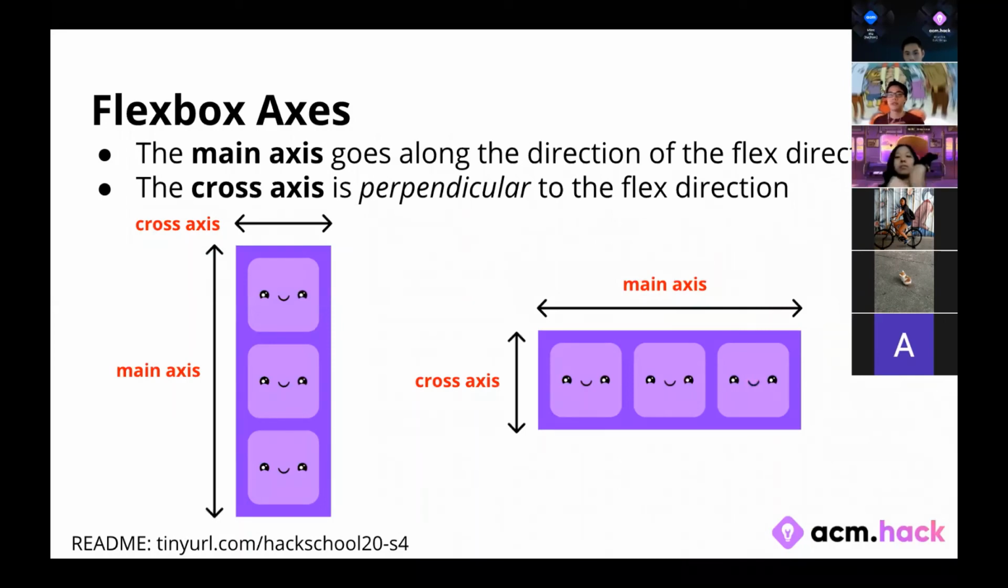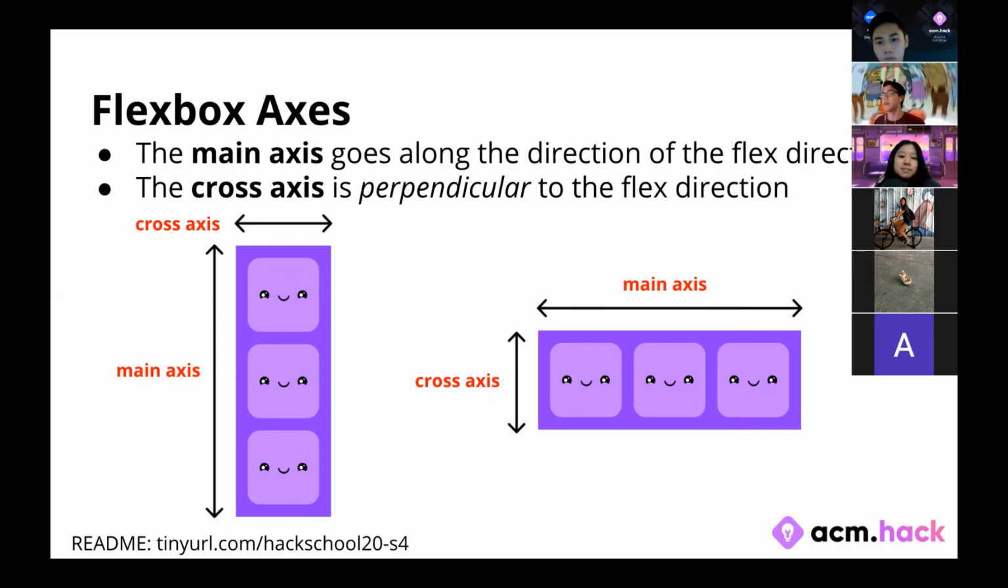Before I hop into the other properties, I'm going to take a quick detour into how axes work in Flexbox. This is how we refer to how different things are aligned. First up, the main axis goes along the direction of the flex direction. If your flex direction is row or row reverse, the main axis is horizontal, which is the direction of the row. For columns, the main axis goes along the direction of the column. Whereas the cross axis is perpendicular to your flex direction. So for rows, it's vertical, whereas in column direction, it's horizontal.